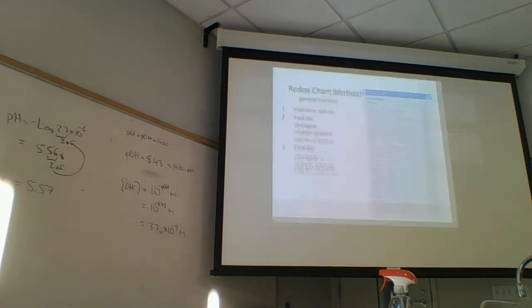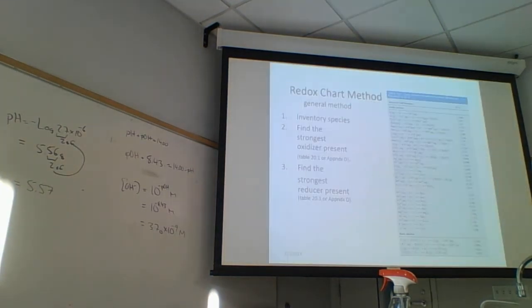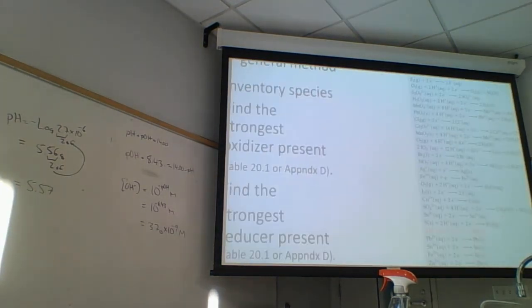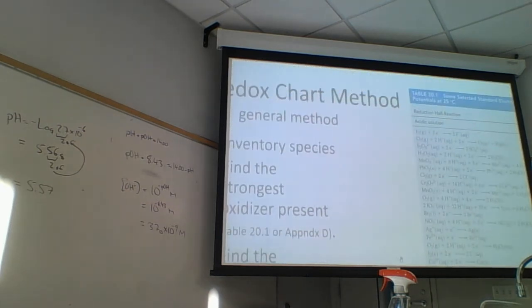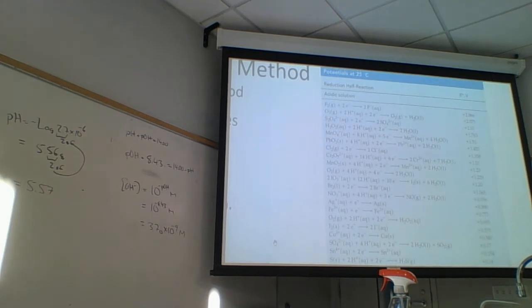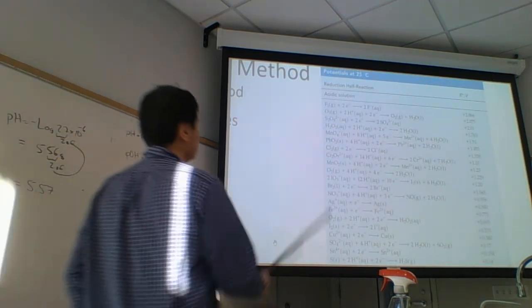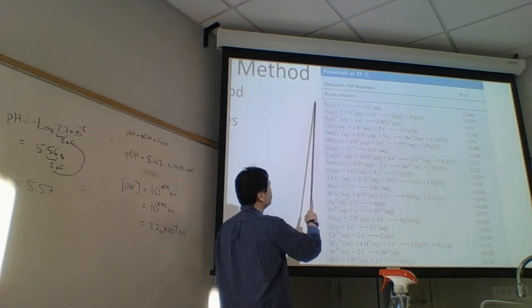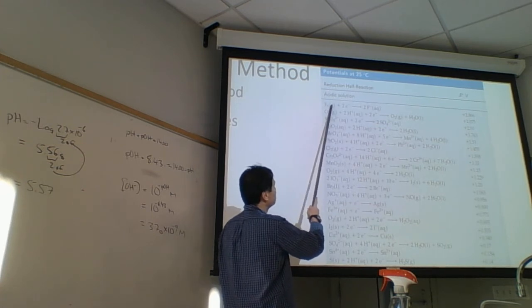Well, let's get started here. The chart method is going to use this chart, the chart I handed out. That chart, you need two reference points on that chart. One is F2, fluorine. Fluorine is the strongest oxidizer on the chart. It's at the top left.